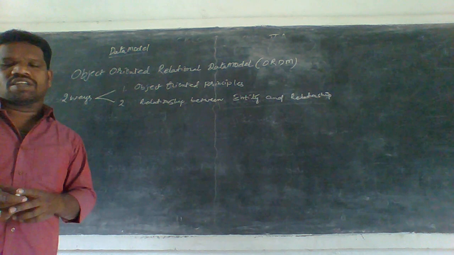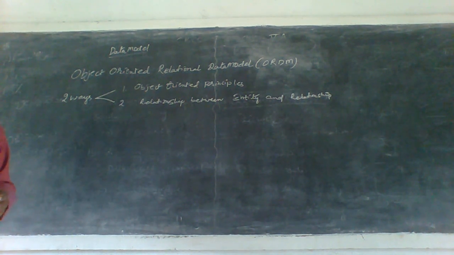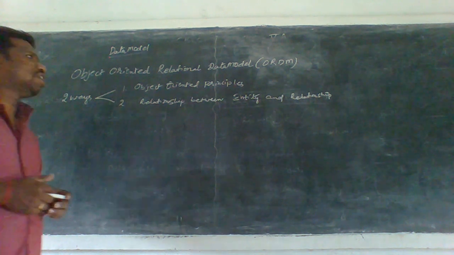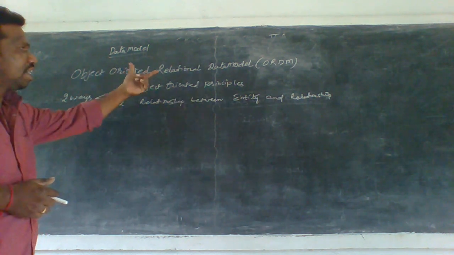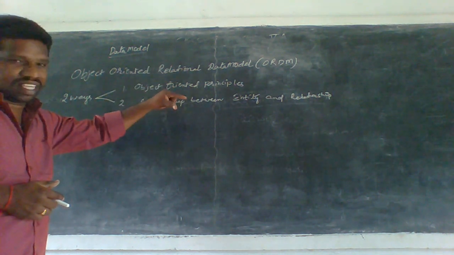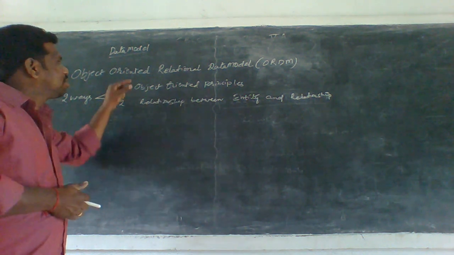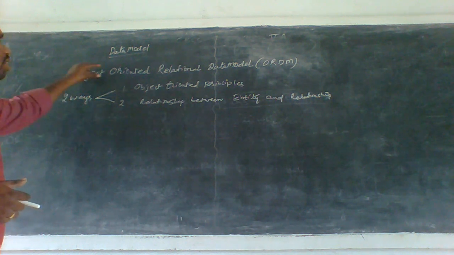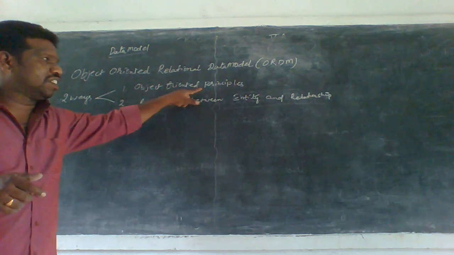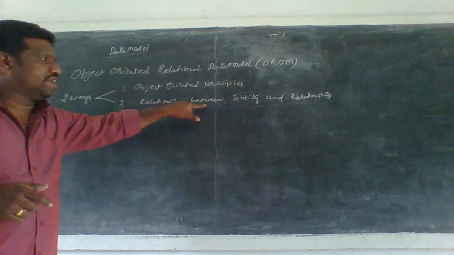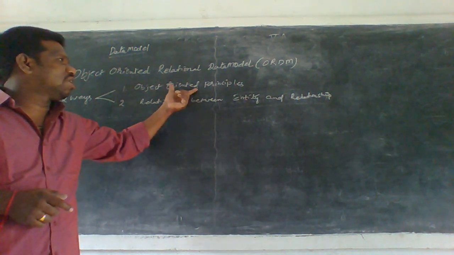Before going to that class, I would like to teach what object oriented programming is. An object oriented relational data model satisfies all the properties of object orientation. It can be implemented in two ways: first, the object oriented principles, and second, the relationship between entity and relationship.